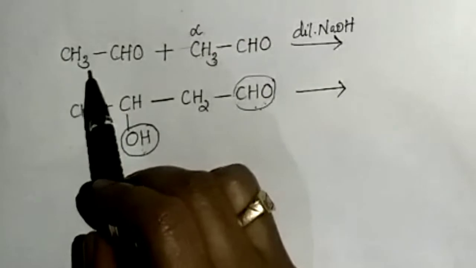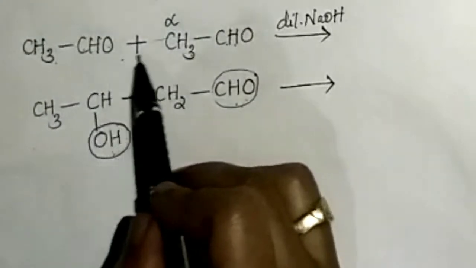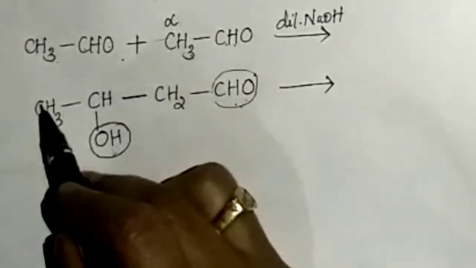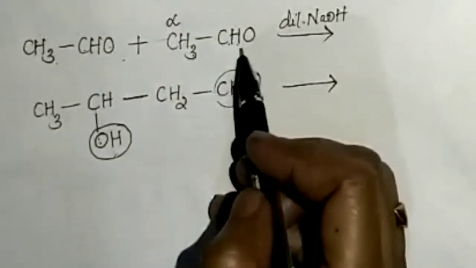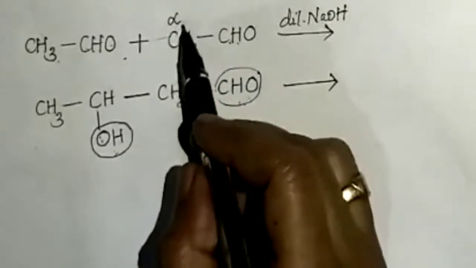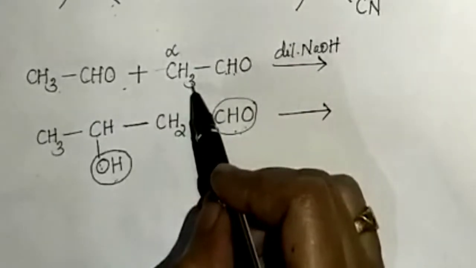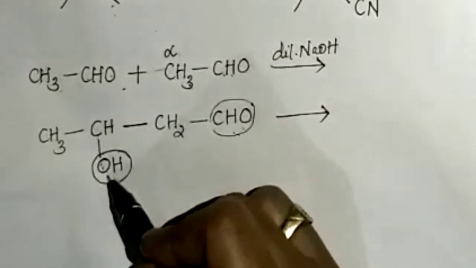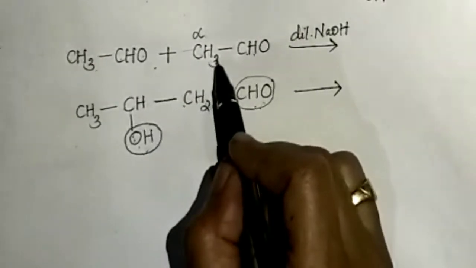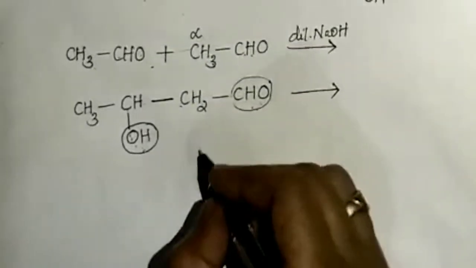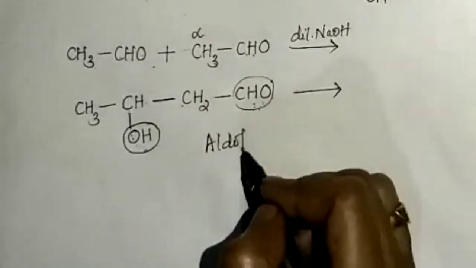Once again, write two aldehydic molecules, ethanal plus ethanal. The first ethanal is written like this, CH3CHO. Then from the second aldehydic molecule, find the alpha carbon and alpha hydrogen. From this alpha hydrogen, one hydrogen atom is given to this oxygen. Then a bond forms between them and the remaining part is CH2CHO. This is known as an aldol because it consists of both an aldehydic group and an alcoholic functional group.